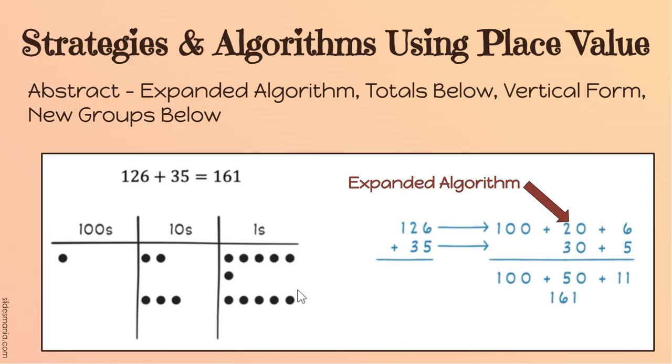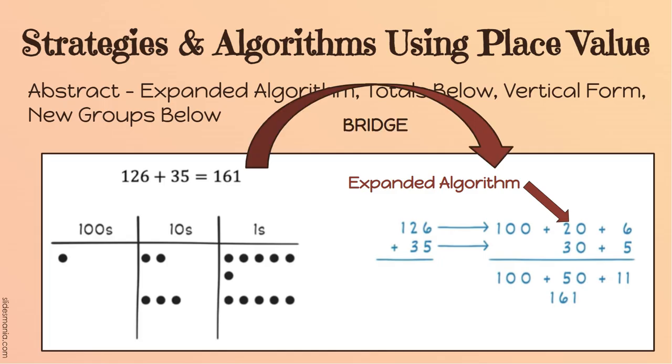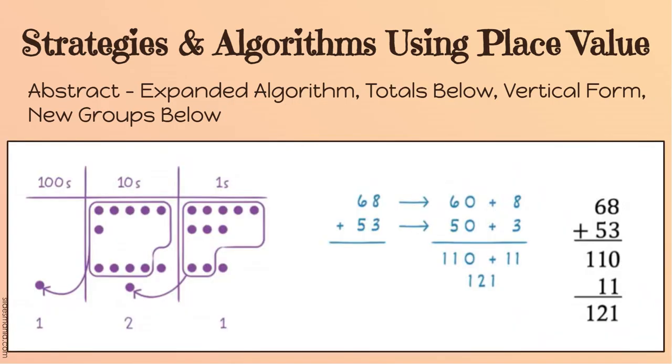They start in the ones place. 6 plus 5 is 11, and they record that. In the tens place, 20 plus 30 is 50. And then in the hundreds place, we have 100. We know that we can rebundle 10 of these for an extra 10, and that gives us 161 as an answer. We're building that bridge, doing them side by side at the same time so they make sense.